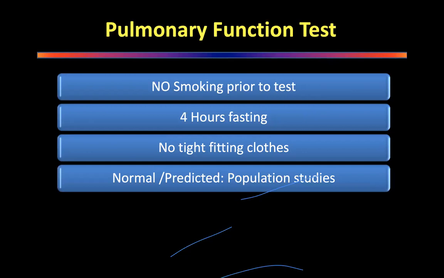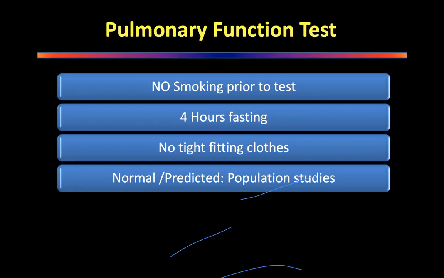Whenever we interpret PFTs, we have a standard predicted value. The predicted value comes out of the patient's age, height, weight, and body surface area. And the prediction is based on a population study. So they calculate like 100,000 people with the same age, same height, same weight. What will be their normal PFT? And then they give you a predicted value.